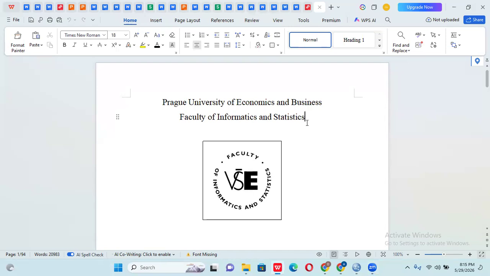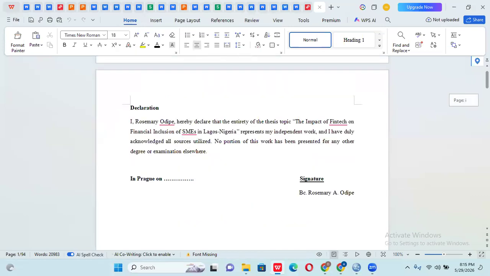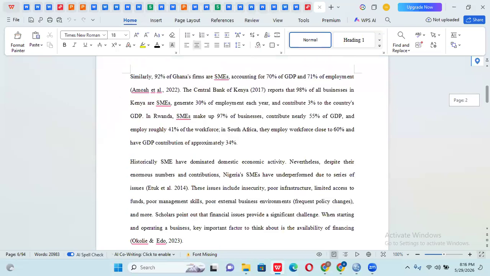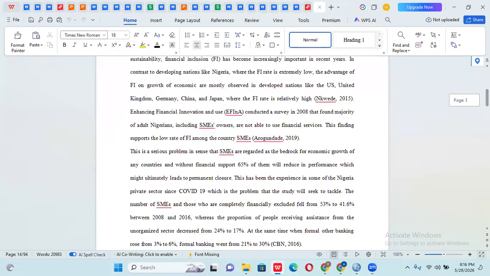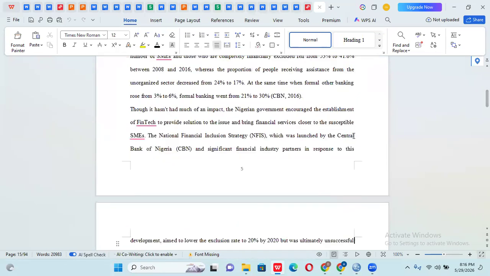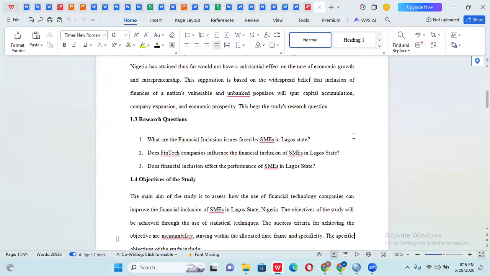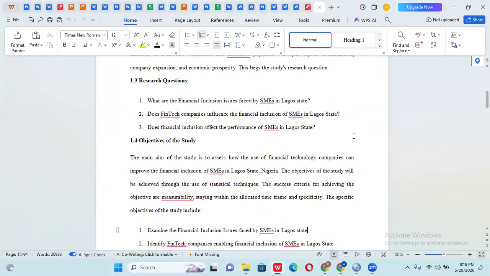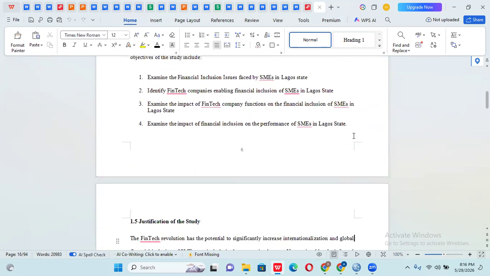Data analysis technique in research. This is work I did in the past for Prague University of Economics and Business, Faculty of Informatics and Statistics. I will go straight to the objective of this research. I helped the person write the whole research some time ago. This objective I gave the person was approved by the supervisor. These are the research questions. Where's the objective? Examine the financial inclusion issues faced by SMEs in Lagos State.